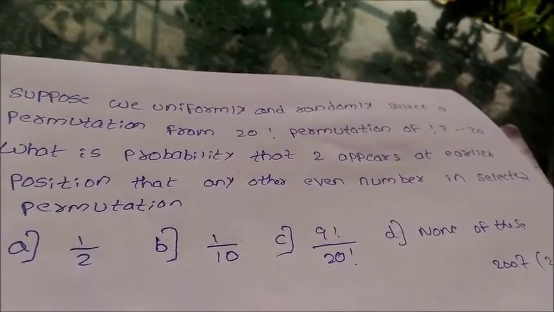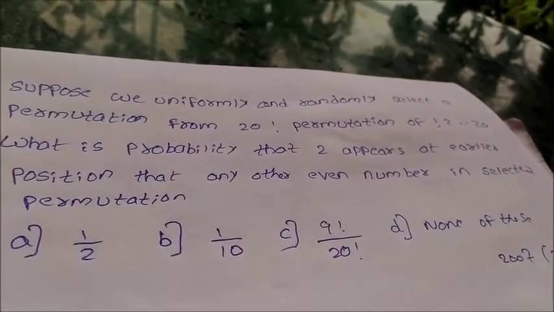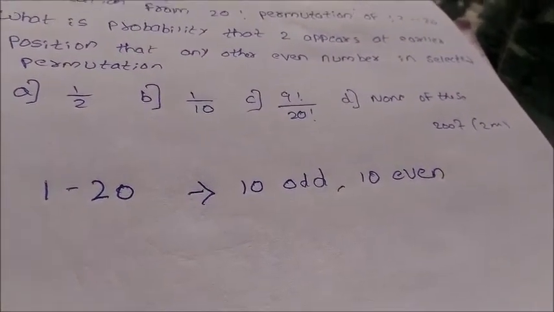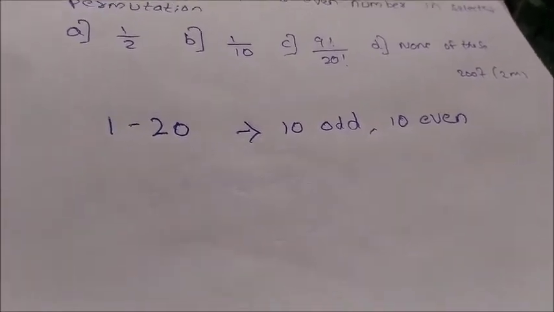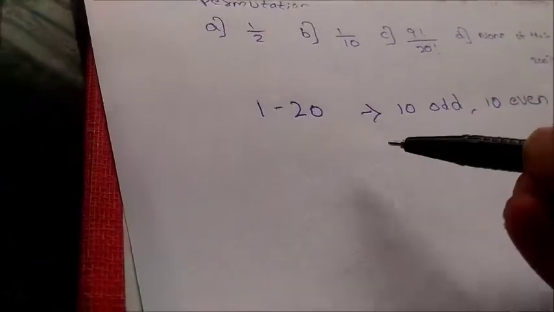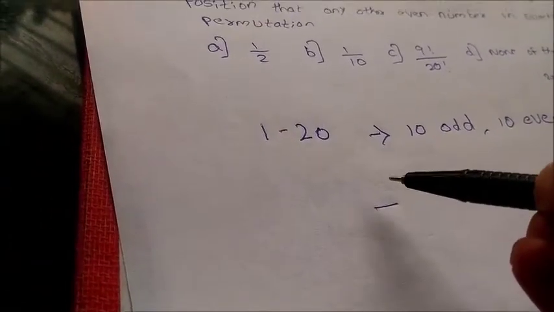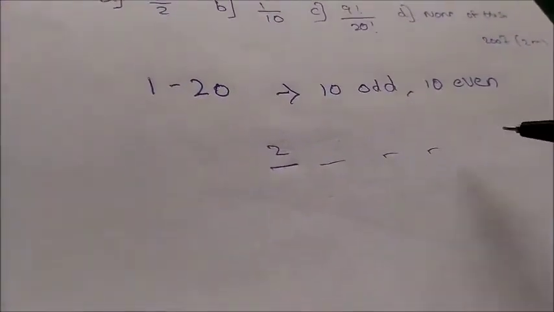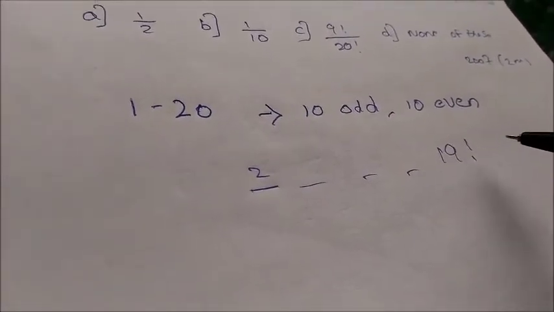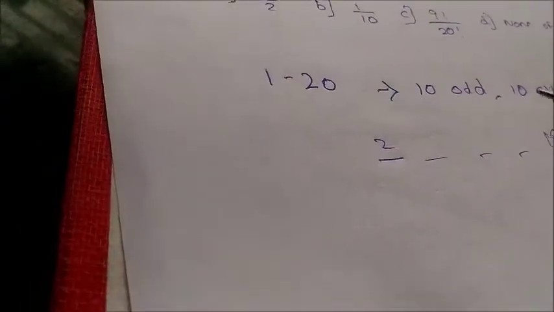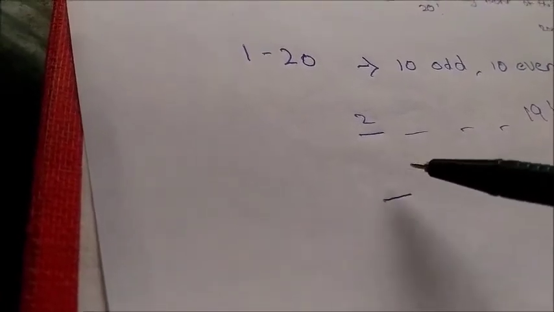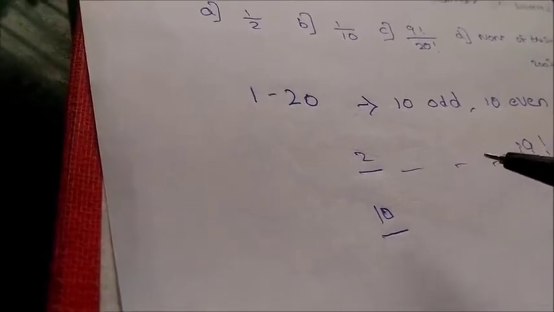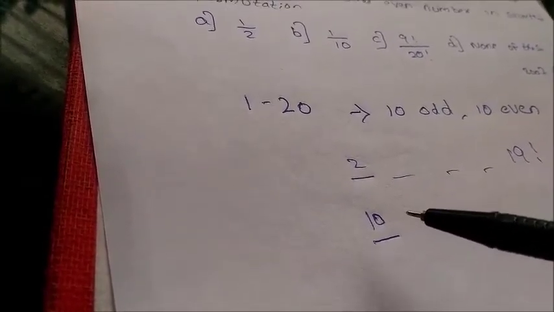Okay, this question basically says that 2 should appear before any even number. So we know that in 1 to 20 we have 10 odds and 10 evens. So using this we would solve this. If our first value is 2, we could arrange the remaining values in 19 factorial ways. Similarly, if the first value is any odd number, that is 10 values, 1, 3, 5 like that, up to 10 values we can have here.